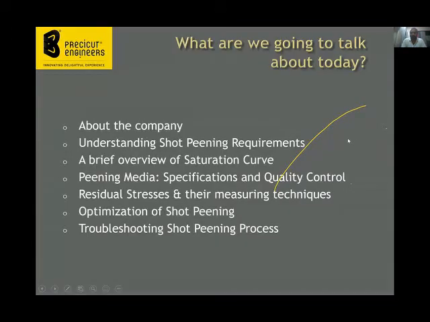So we are going to talk about, basically, first understanding the shot peening requirements. Then you have the first major aspect, which is the saturation curve analysis. I'll just briefly overview to refresh the memories. I won't go in much depth. Then we'll look at the peening media specifications and quality control. Later we'll jump into the theoretical part of the residual stresses and how they are measured. And lastly, we'll talk very briefly about optimizing the process and the practical troubleshooting that we have come across over the past many years.